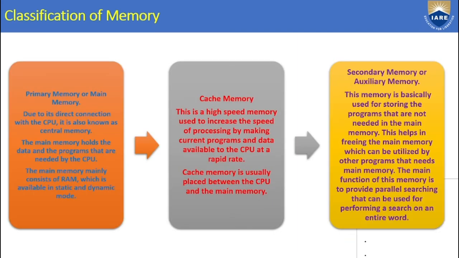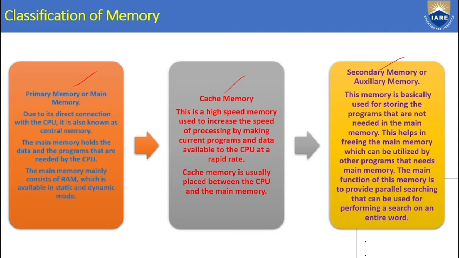Now we have to discuss the various varieties of memory. Majorly there are three varieties of memory. One is primary memory, the second is cache memory, and the third is secondary memory, or in other words auxiliary memory. Primary memory is also referred to by another name, main memory.